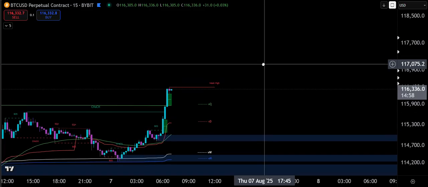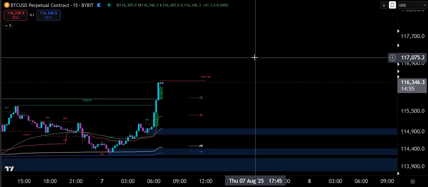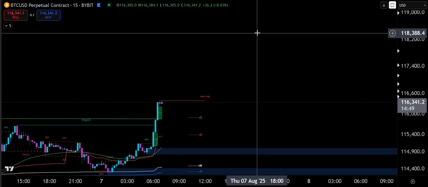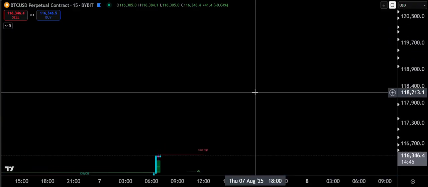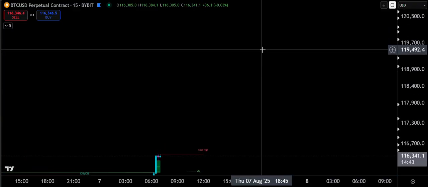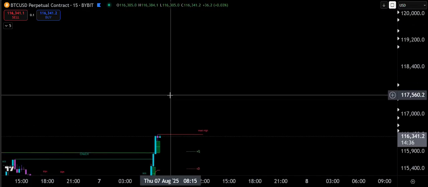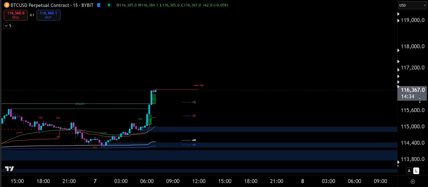So I am targeting, and still in my long positions, I am targeting 117,500, then 118,000, and then 119,500, let's say 119. And we do know, and we've spoken about it, and other YouTubers and other analysts are talking about the liquidity above us.